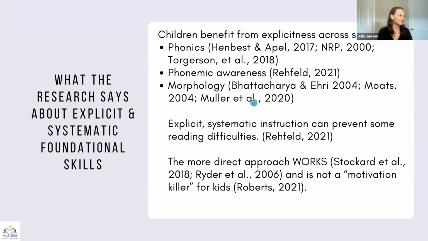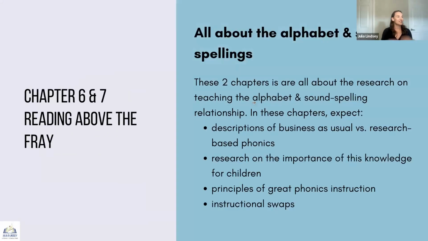So let's just talk briefly about what you're going to see in the book, and then we're going to get into our first topic of the day. So this session today is mostly about chapters 6 and 7 in Reading Above the Fray. Both of these chapters are all about the research that we have on the alphabet and sound spelling relationships, which obviously extend beyond just the alphabet. In these chapters, you're going to see descriptions of business as usual versus research-based phonics, discussions about the importance of this knowledge for children, principles for great phonics instruction across alphabet and beyond, and of course, our instructional swaps.